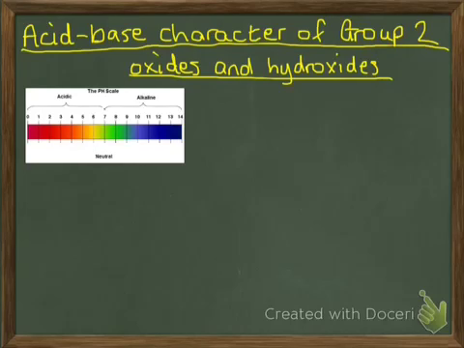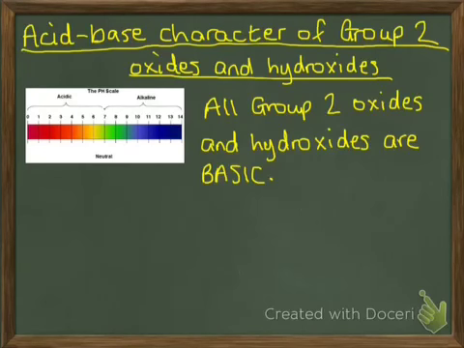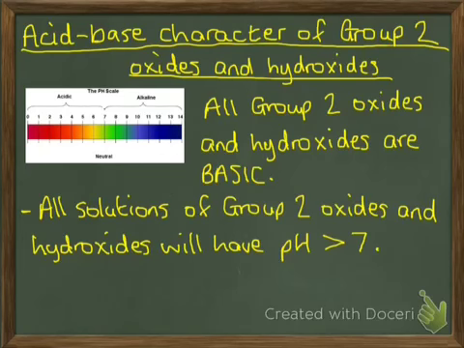Now, from the experiment that you should have carried out, you should see that the universal indicator actually turns blue. This therefore means that all of the group 2 oxides and hydroxides are basic. What this means is that all solutions of group 2 oxides and hydroxides will have a pH greater than 7, which is why they turn universal indicator blue.